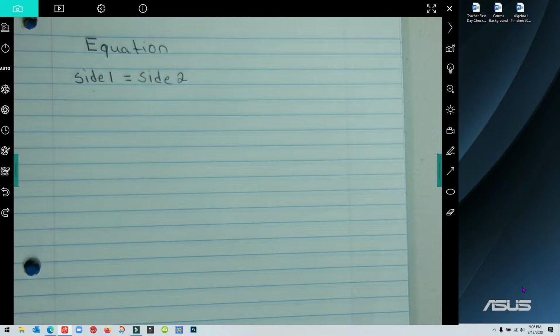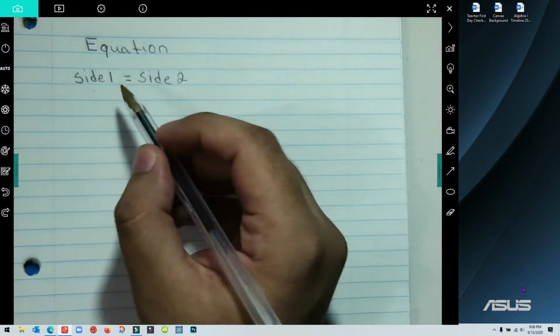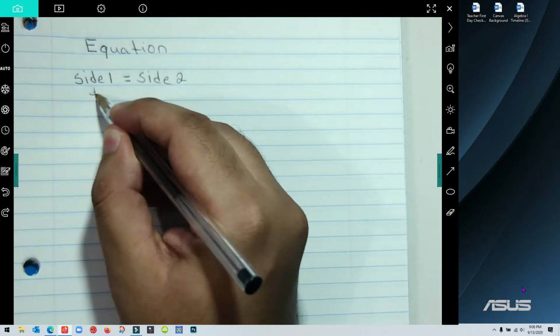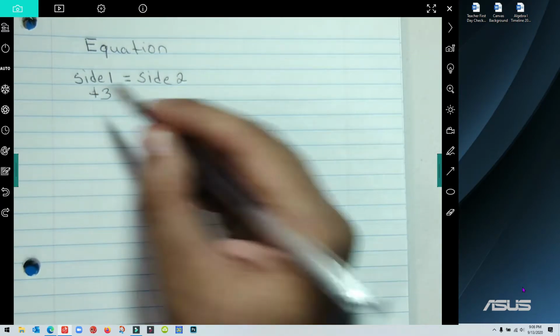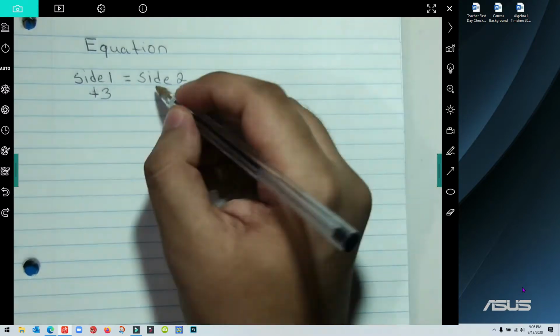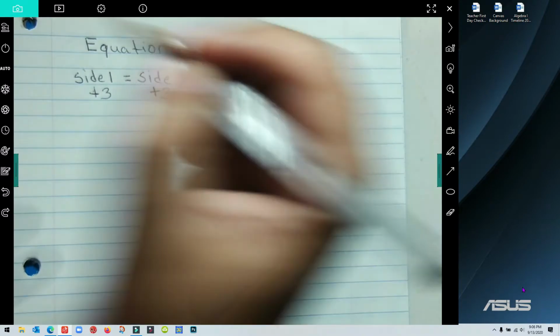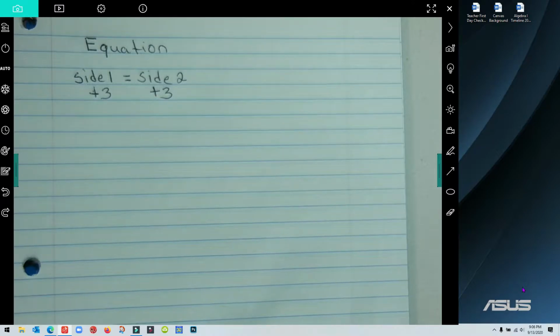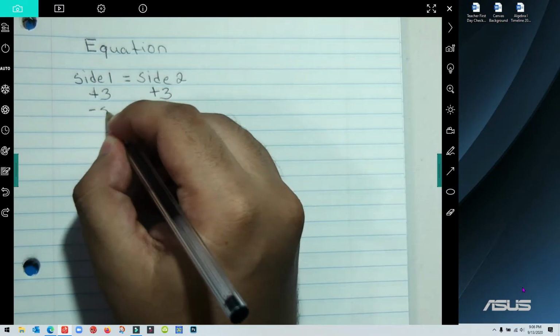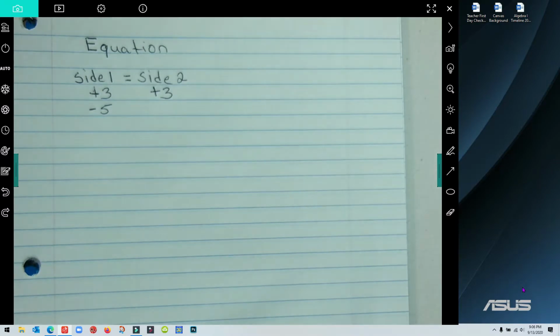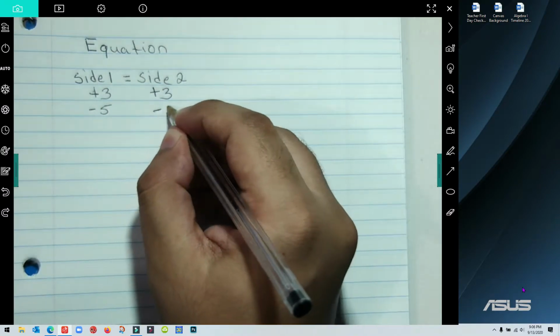Before we get started on our first example, I do want to go over one thing mainly. Make sure that when we're working with equations that you keep the equation balanced at all times. What I mean by that is, for example, if I add 3 to side 1 of my equation, please be sure to add 3 to side 2.